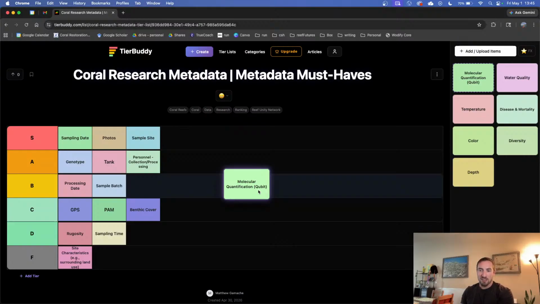Oh, hang on, Lauren. I mean, the whole thing, like this metadata must-haves, can be used for most marine studies. Yeah, true. And I'm perfectly happy if people use it in other systems and comment on it. That'd be great.